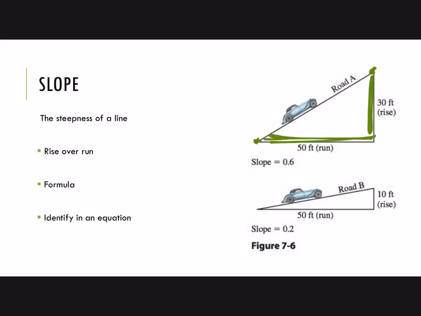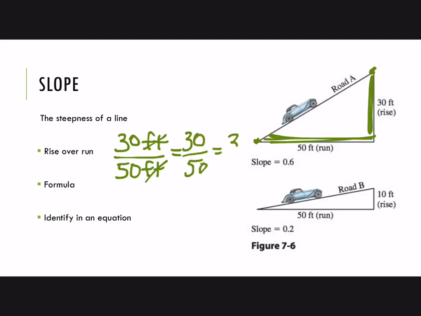So rise over run, we do the vertical change, which was 30 feet, over the horizontal change, the run, 50 feet. And then you try to reduce and simplify this fraction. So first of all, the units will cancel, so you'll always just be left with a fraction without units. This is 30 over 50. And then in lowest terms, that's 3/5.